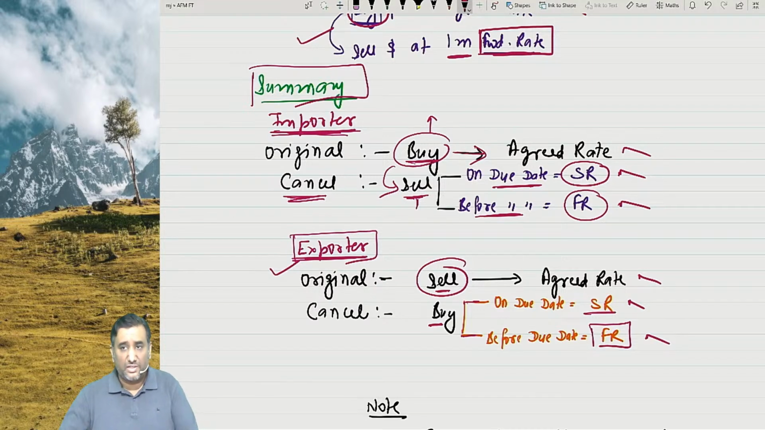The important part is to remember the original rule of the importer and exporter. The rest of the rules will frame up, nothing to worry about on that front. If it's on due date, it's a spot rate. If it's before due date, it will be forward rate.